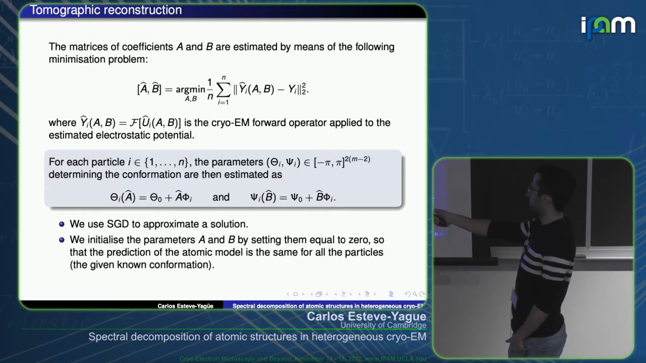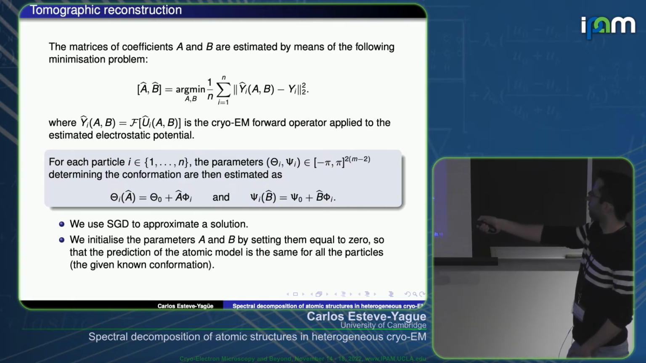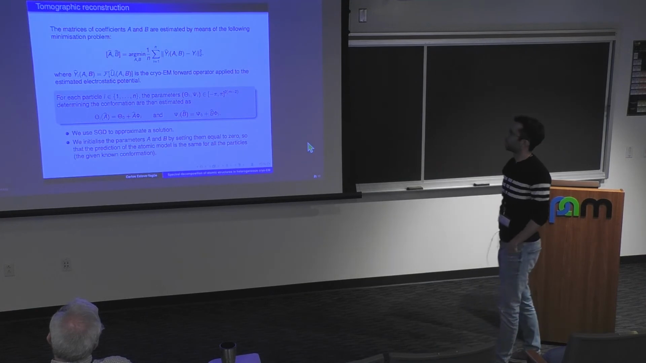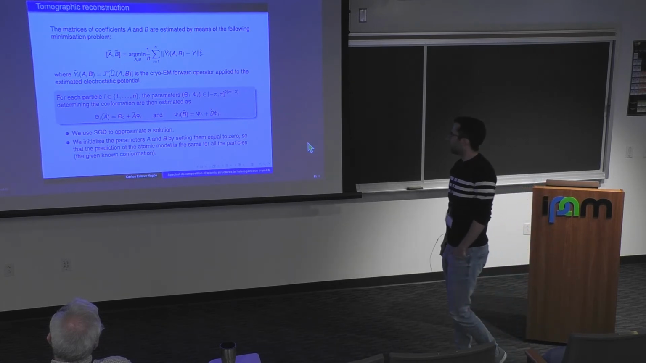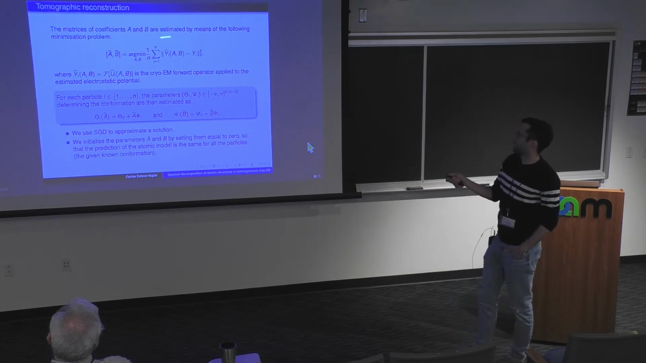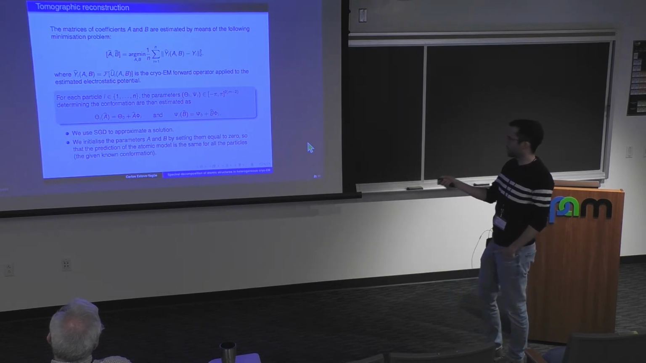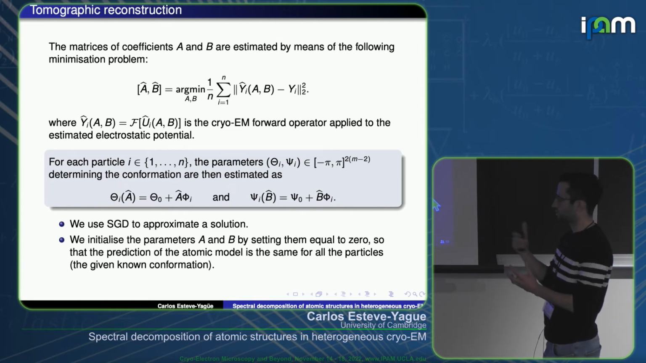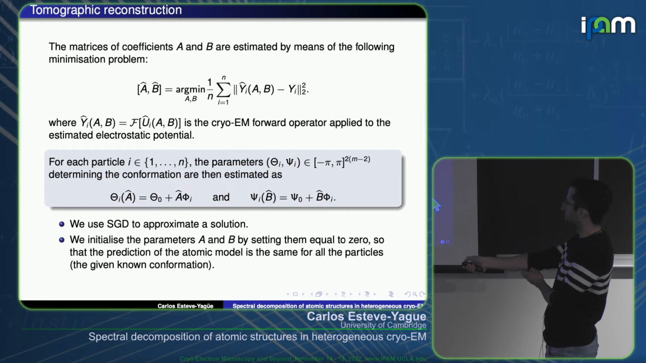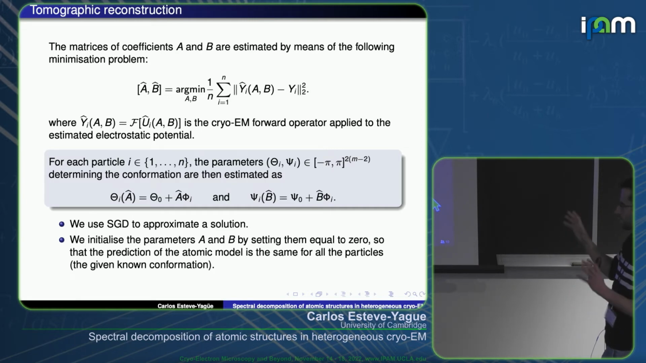So at the end, we have this minimization problem where we minimize over matrices A and B the mean square error of the images predicted by our model with the cryo-EM data. Of course, this is a non-convex optimization problem, but as we said, we are looking for deformations of the atomic structure. So if we have a good initialization, as initialization I'm going to take always A and B equal to 0. So the prediction for all the particles at the initialization is going to be the given structure, the given atomic model.